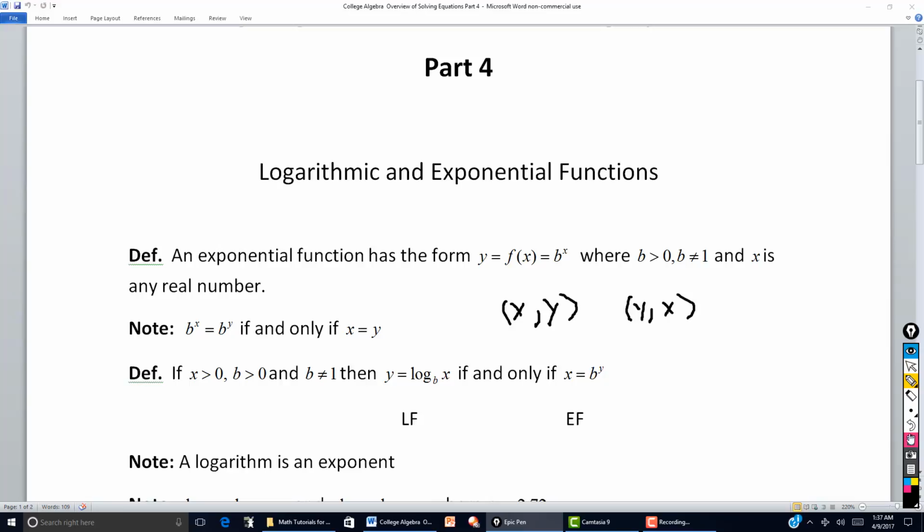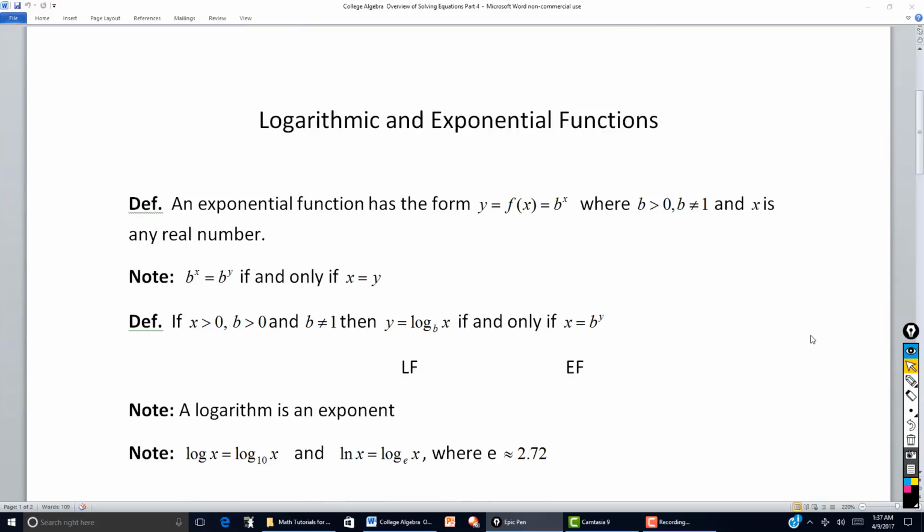Okay, so just a little details concerning those. And the definition of a log: if x is positive, b is positive, so this base b right here is going to be pretty much the same as this one over here. So if x is positive, b is positive, and b does not equal 1, then we write y equals log of x to base b. So in other words, y is the logarithm of the number x taken to base b.